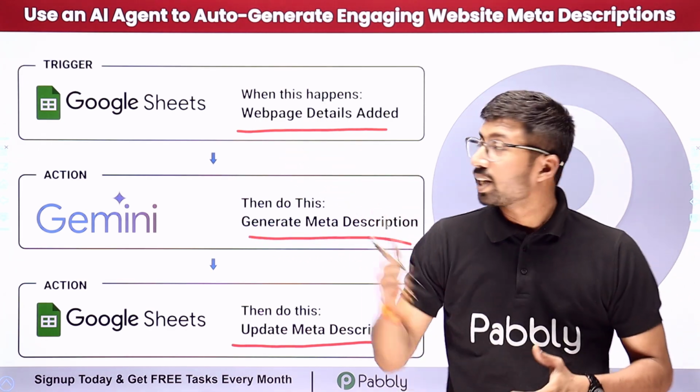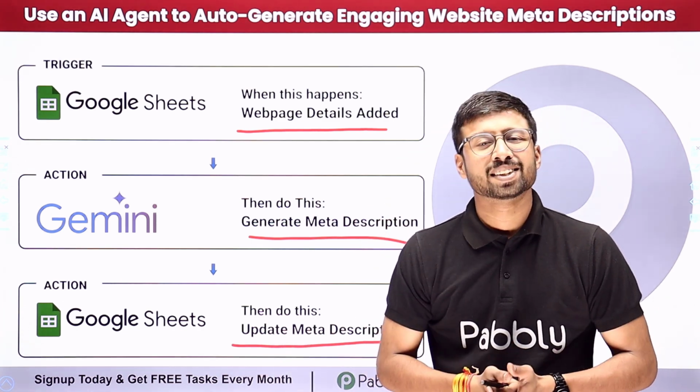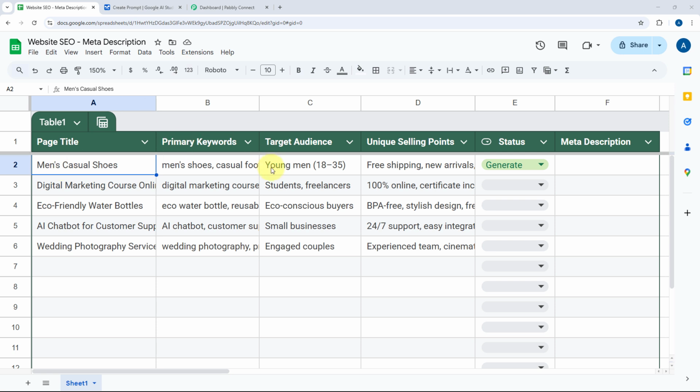Now, if you want to build this AI agent all by yourself, for that, let me just take you to my screen. So as you can see, this is my Google spreadsheet in which I'm adding the details of my website's pages. So I'm adding the page title, primary keyword, target audience, and the unique selling point as well. Now I want to basically generate the meta description and add it over here in the same Google spreadsheet.